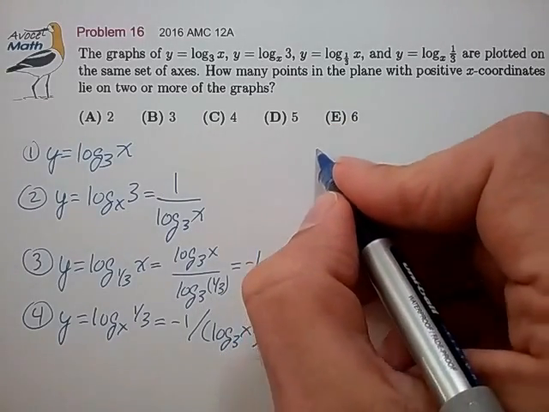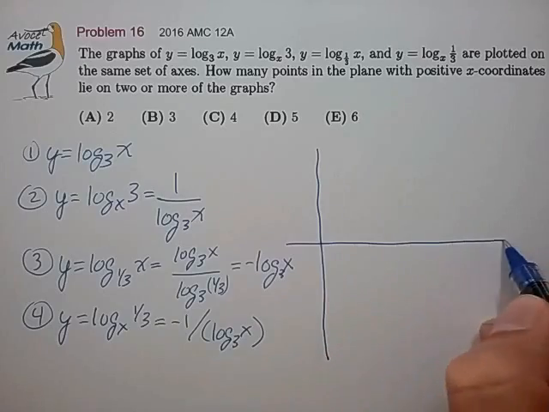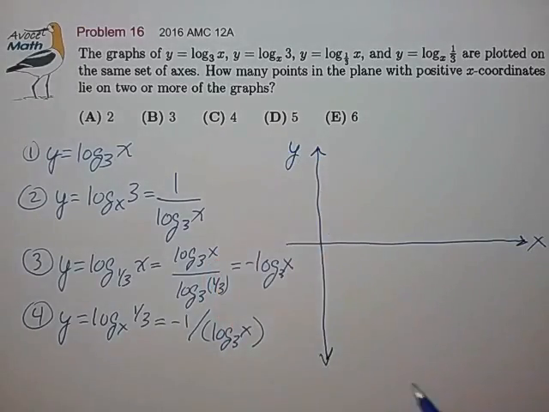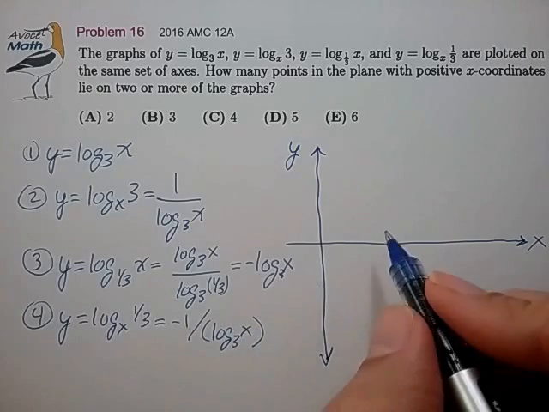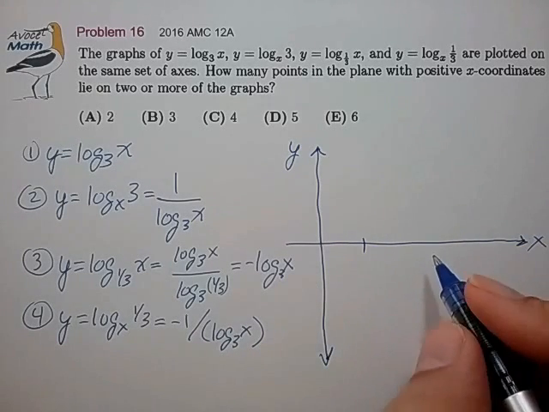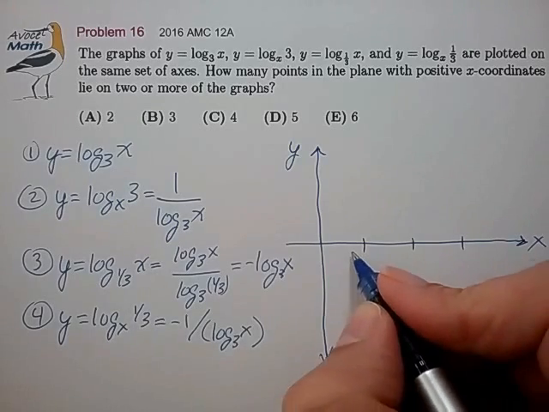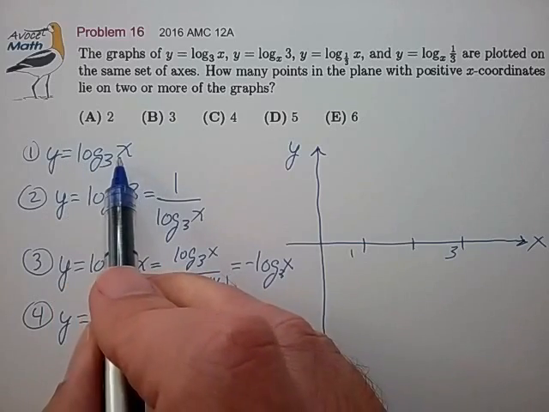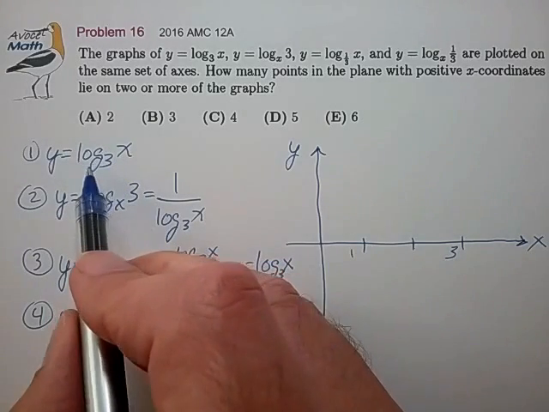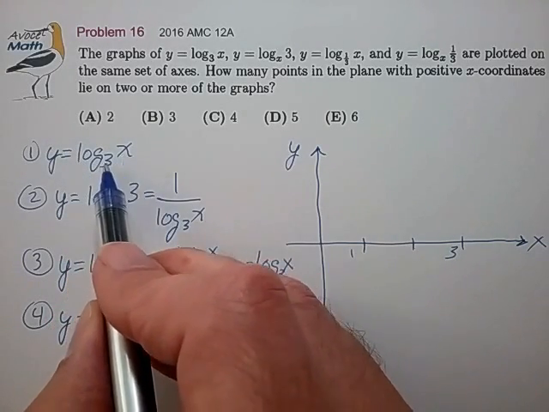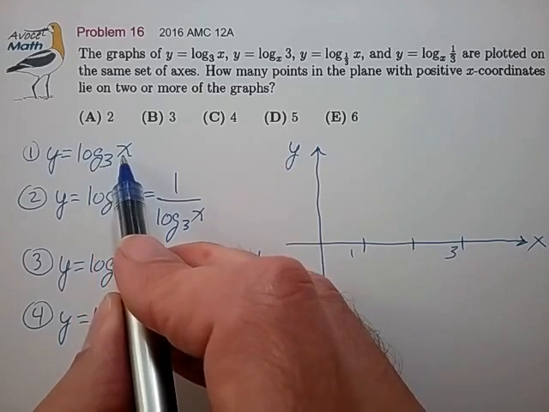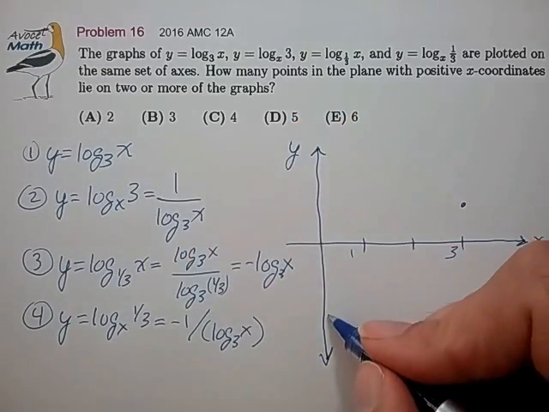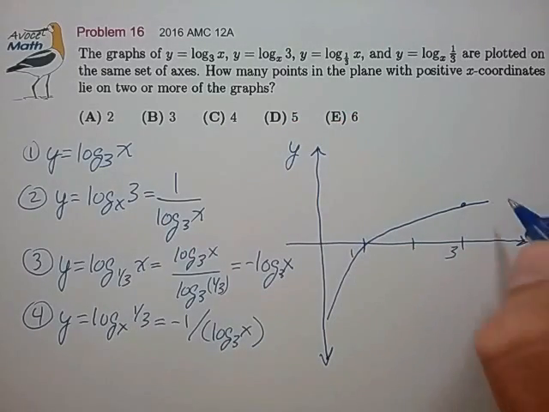So again, we're only dealing with the positive x-axis. Y is positive and negative. Let's make a few tick marks to indicate points of interest: 1 and 3. So log to the base 3 of x, all log functions go through 1. And for a base of 3, we find that when x is equal to 3, the log of 3 is equal to 1. So we can quickly write out that the first equation looks something like that.